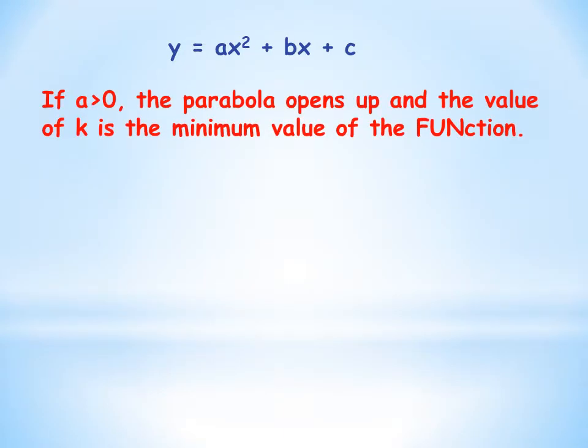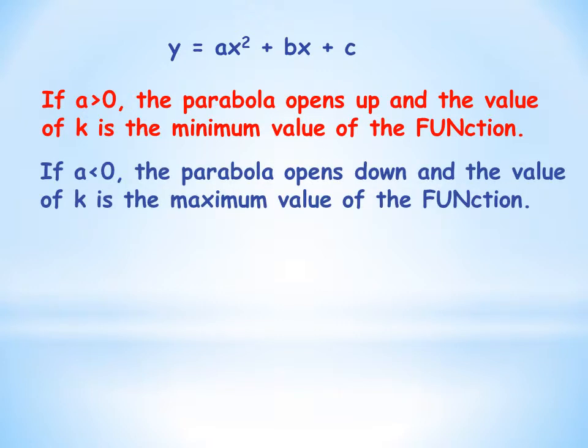In either form, if the a value is greater than 0, then the parabola opens up and your vertex is a minimum value, or the smallest value of the function. And if a is less than 0, then the parabola opens down and the value of k, or the vertex, is a maximum value.